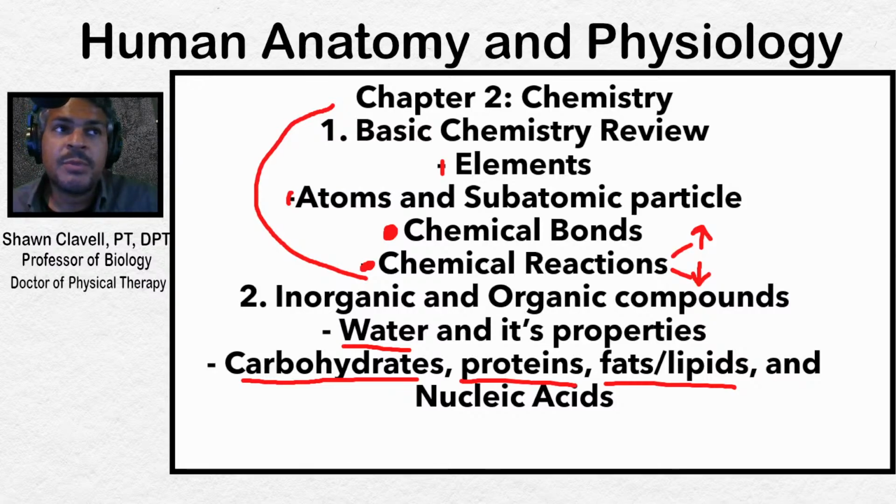Fats, lipids. So remember, the cell membrane is a phospholipid, biphospholipid membrane. And then nucleic acids are primarily seen in the structures and compounds of DNA, deoxyribose nucleic acid, ribose nucleic acid, and ATP, adenosine triphosphate.